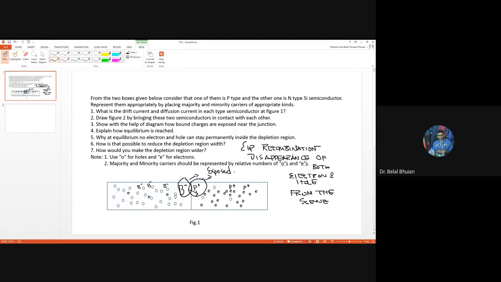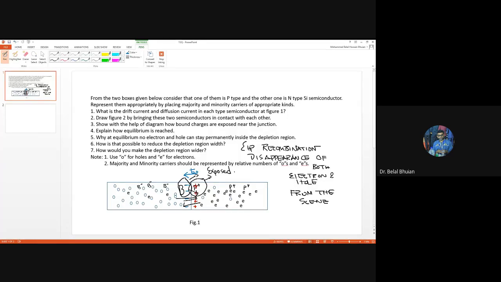Now, if you allow this to happen for a few holes and a few electrons, eventually we're going to have a situation where we have a layer of positive charge and a layer of negative charge. As we have a layer of positive and a layer of negative charge, we're going to have an electric field.